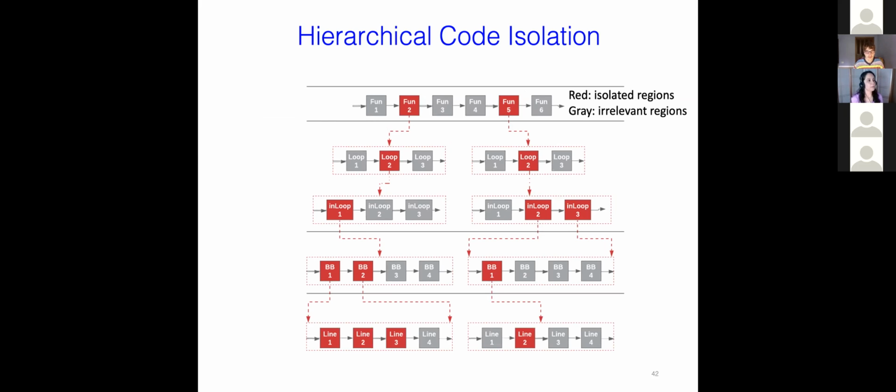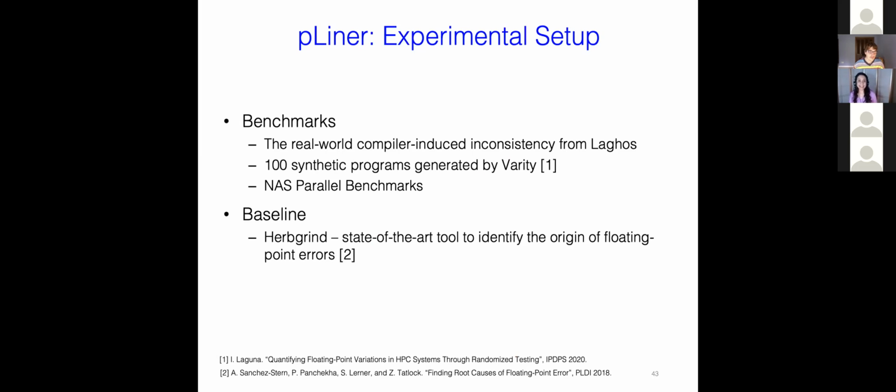Okay. So we evaluated pLiner on the Lagos case that I described earlier to see whether it was effective at isolating a line, and also on 100 synthetic programs that suffer from compiler-induced numerical inconsistencies. Finally, we also triggered numerical inconsistencies on the NAS parallel benchmarks.